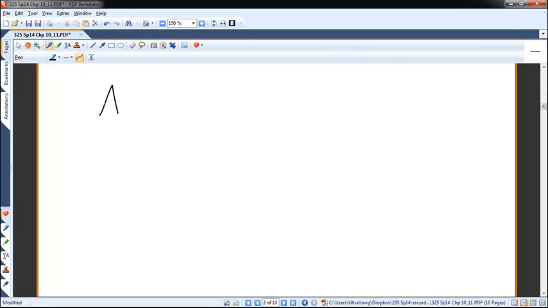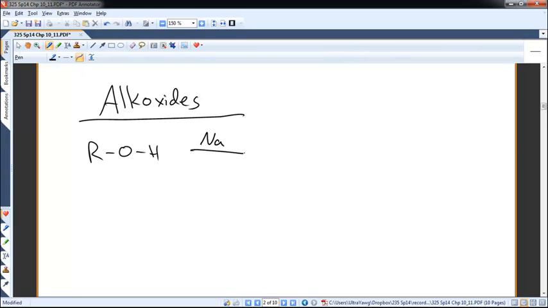Okay, so let's look at alkoxides, right? Some actual chemistry with alcohols. Alkoxides, right? What is an alkoxide? If I take an alcohol and I deprotonate it, for example, by adding sodium metal, right? Why do I add sodium metal? Because sodium metal can donate an electron to the hydrogen, and the hydrogen will interact with another molecule of the alcohol, and it will give off hydrogen gas. But more importantly, it will give me this, which is the alkoxide.